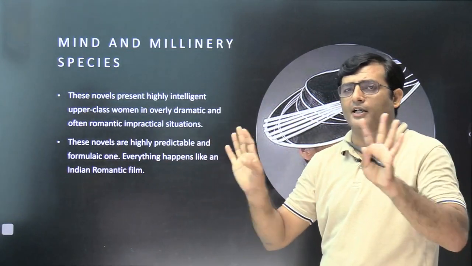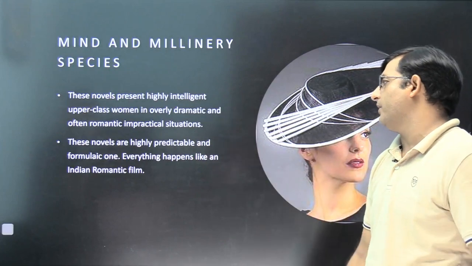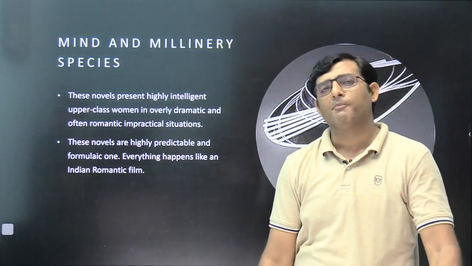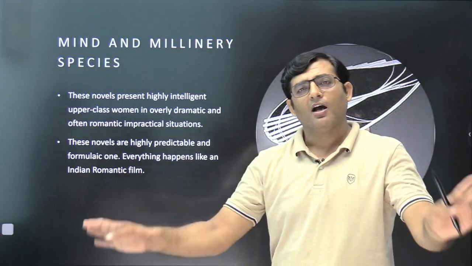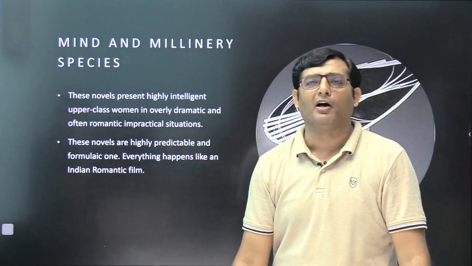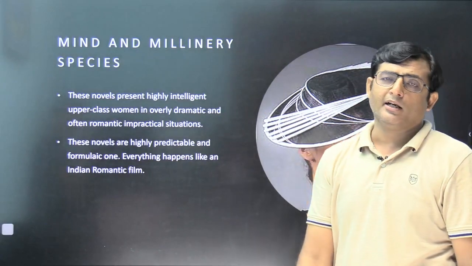Everything was preset. What will happen after this? What can happen after this? Everything happens like an Indian romantic film. आपको शुरू से पता है कि लास्ट में हीरो और हीरोइन की शादी हो जाएगी, और वो प्रेडिक्टेबल है, वो जो फार्मूला है, ऐसे फार्मूला हुआ करते थे माइंड एंड मिलेनरी स्पीशीज में.